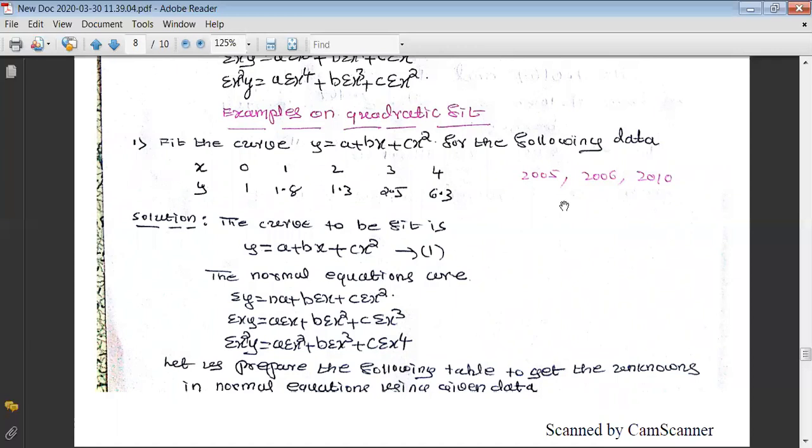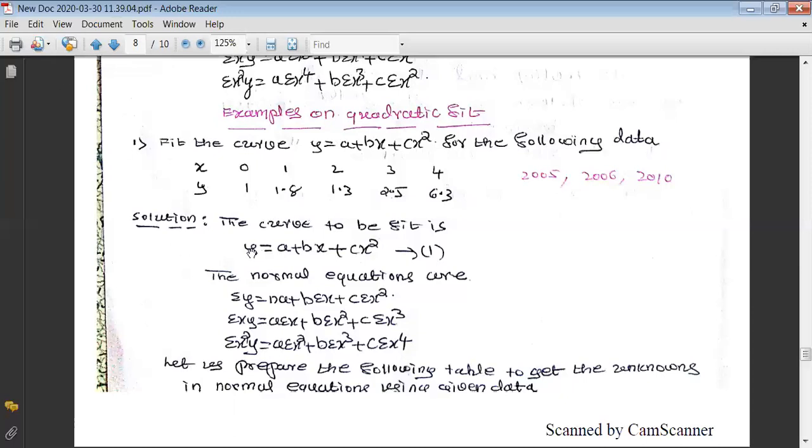As you know, it's very important to write the normal equations. Before writing the normal equations, let us know what our job is in this case. In this case, our job is to find the unknowns in the equation of the curve to be fit, that is namely a, b, c. To find the a, b, c, that is three unknowns, we have to write three equations which are known as normal equations.